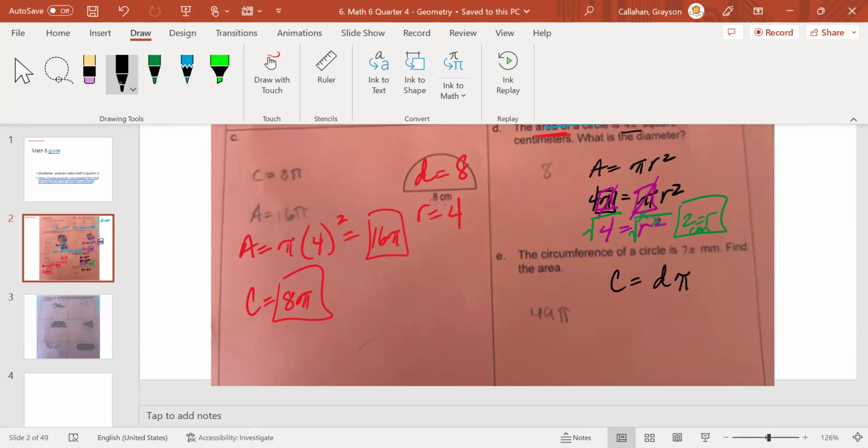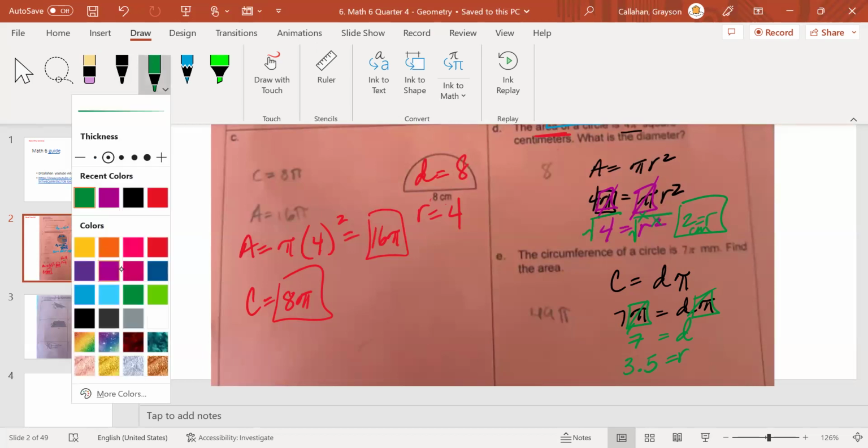Remember, your answer is going to be C equals diameter times pi. Circumference is 7 pi equals diameter pi. What can I cancel on both sides? Good. So then your diameter equals what? 7. What's your radius? Half of 7 is 3.5. So then we're going to go ahead and look for the area, right?